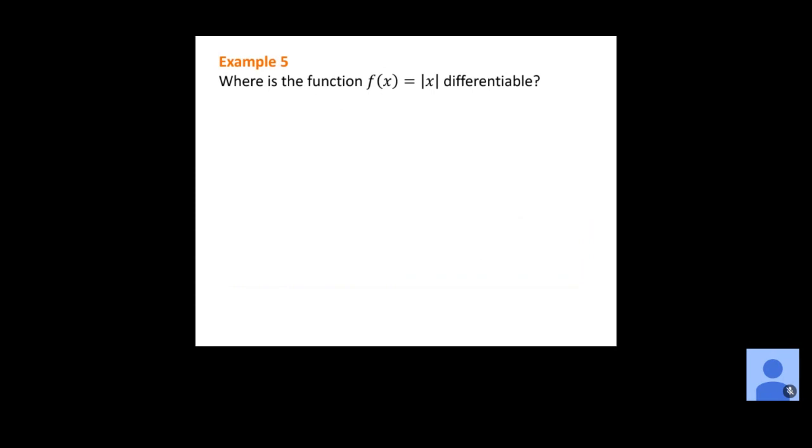All right, so here, example 5, we want to know where is this function f of x equals absolute value of x differentiable? And so we're asking ourselves, where can we actually calculate a derivative for that function? So there's a couple of different ways we can think about this. First off, what does the graph of this function look like?